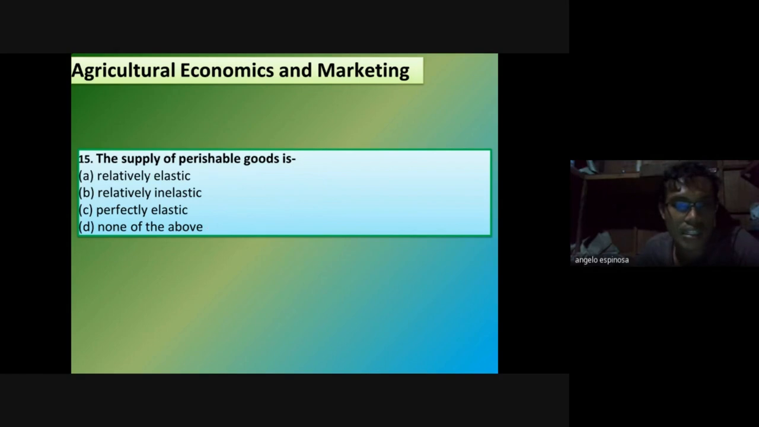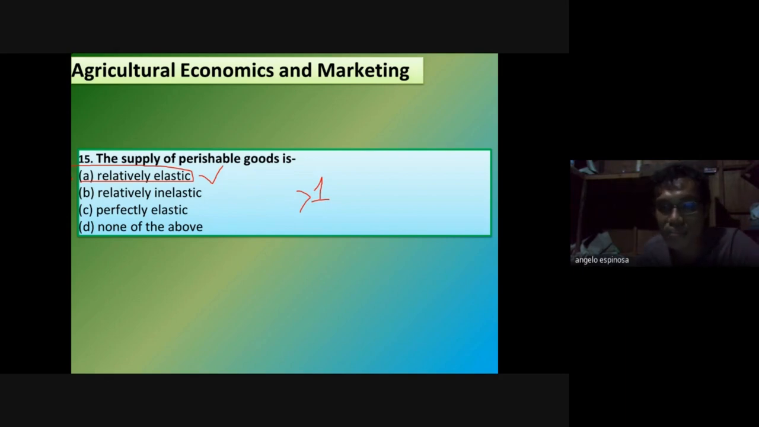Next, number 15, the supply of perishable goods is, ano yung mga perishable goods? Yung goods na madaling masira. Okay? So, what is the supply of perishable goods? It is relatively elastic. Okay? The correct answer is relatively elastic. It is greater than 1. Okay? So, kindly check your answers.